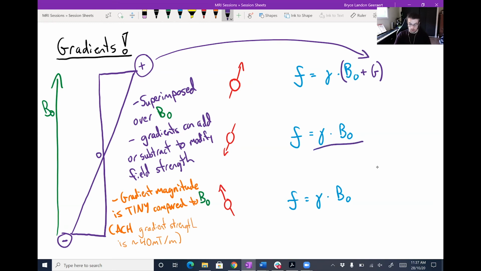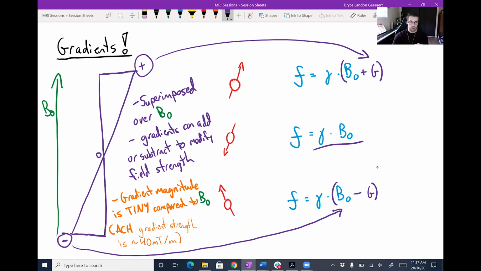So this is still the correct equation for our middle spin. And then at the bottom here, we've got a negative magnetic gradient that's superimposed onto the B0 field. So this proton is going to be precessing slower, right? Does that make sense for everybody? Let me know if not.